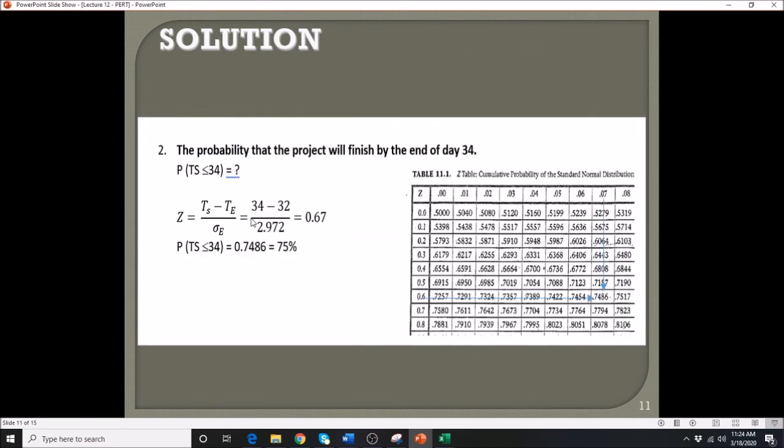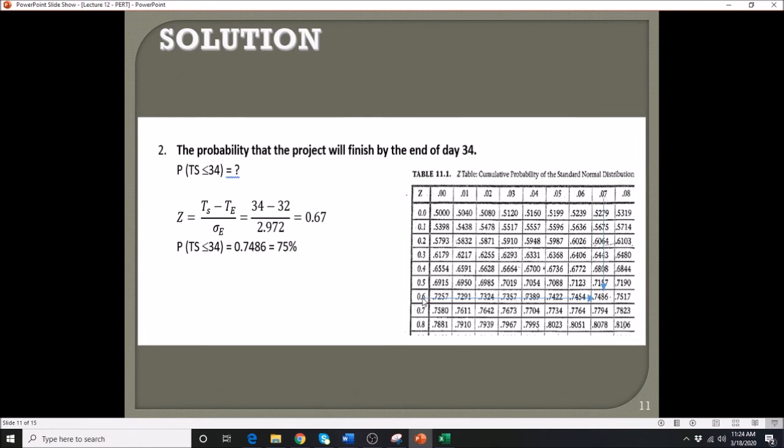Alright, so plug in the numbers. Your TS is 34 minus 32 divided by 2.972. That gives you 0.67. So I want you to limit the decimal value to 2 decimal points. In that case, we have 0.6. We have to locate that on the first column, and the remaining decimal will be on the row. So in this case, that's 0.07. So 0.6 plus 0.07, that's 0.67.